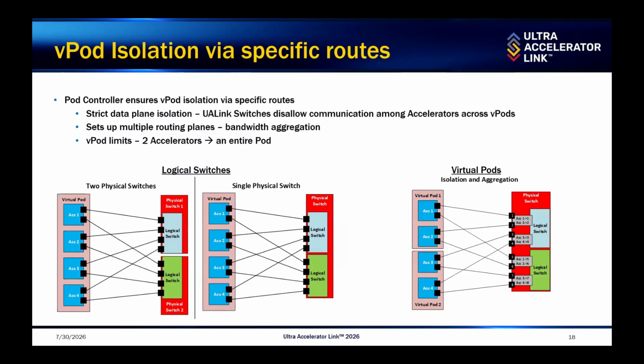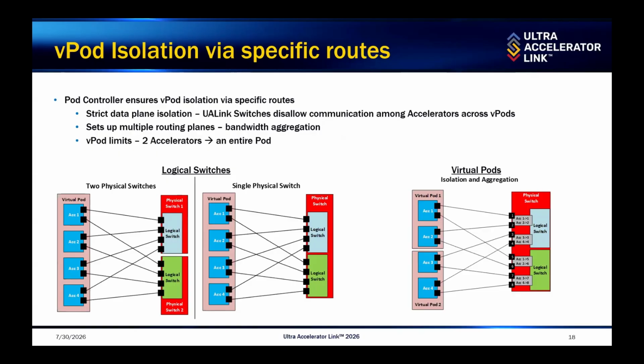So as Derek was talking about earlier, we have a concept of switches or logical switches that can enable multiple planes of routing between the accelerators. The diagram on the left here shows a way to connect accelerators through two routing planes, either by using two physical switches or by instantiating two switches on a single physical switch. And then that permits bandwidth aggregation. We can use the bandwidth of all of the ports by creating multiple switches.